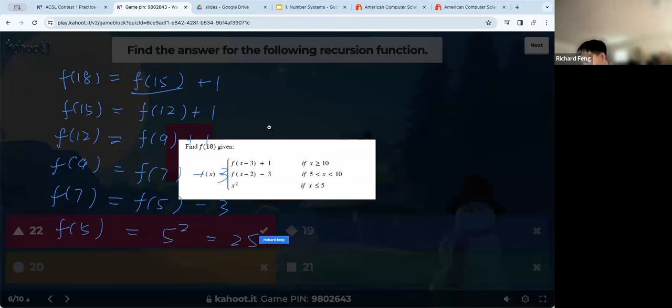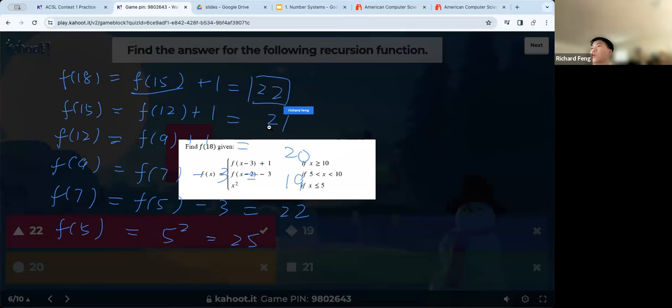So now we can go back and fill in what we don't know. Now that we know f of 5, 25 minus 3 is 22. So f of 7 is 22, and therefore f of 9 is 19. F of 12 is 19 plus 1, which is 20. F of 15 is 20 plus 1, which is 21. And f of 18 is 21 plus 1, which is 22. So the answer is 22.